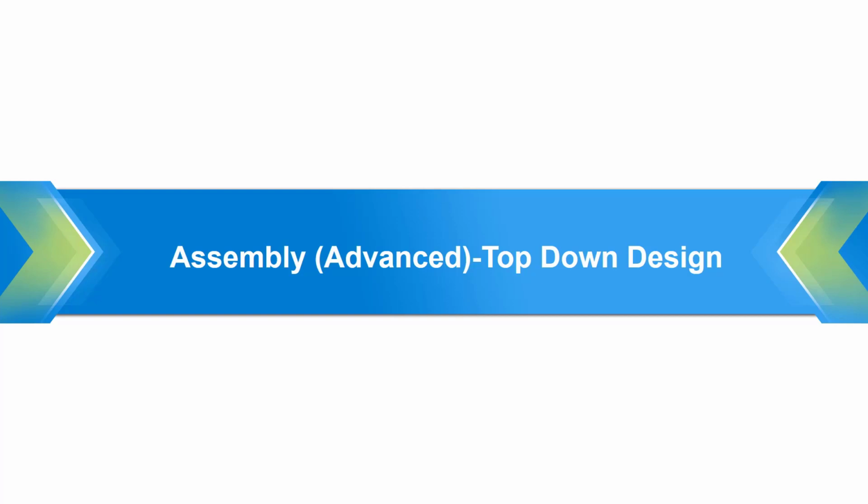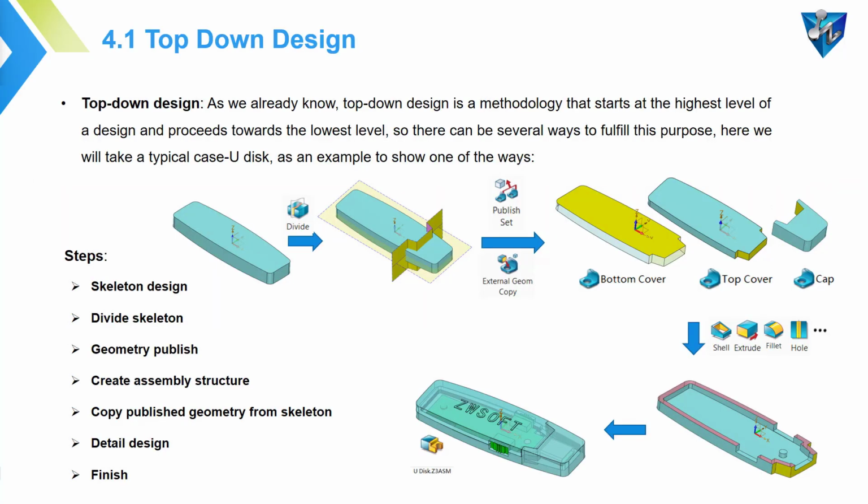Okay, in the last chapter, we are going to talk about top-down design in ZW3D. In this chapter, I'm going to introduce you to a standard workflow in ZW3D to do the top-down design. Use the U-disk as an example to show you. The steps are as below.